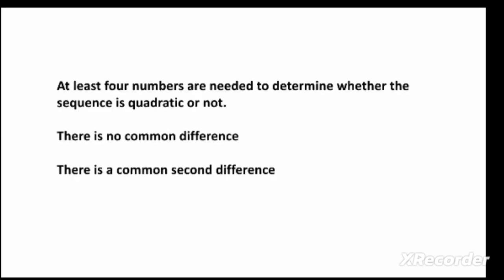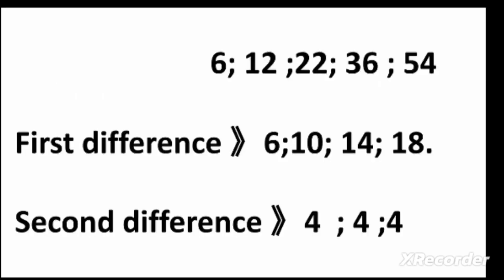In a quadratic sequence, at least 4 numbers in the sequence are needed to determine whether the sequence is quadratic or not. There is no common difference. There is a common second difference instead. So this is what I mean.